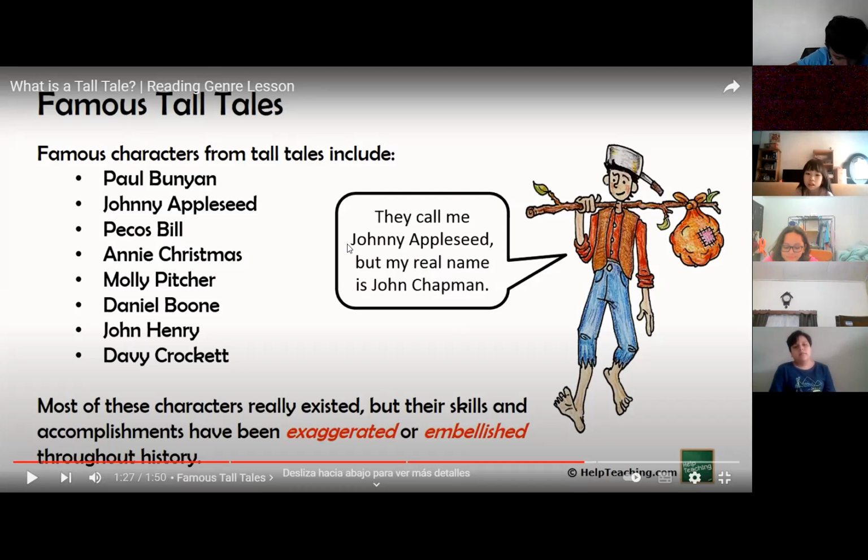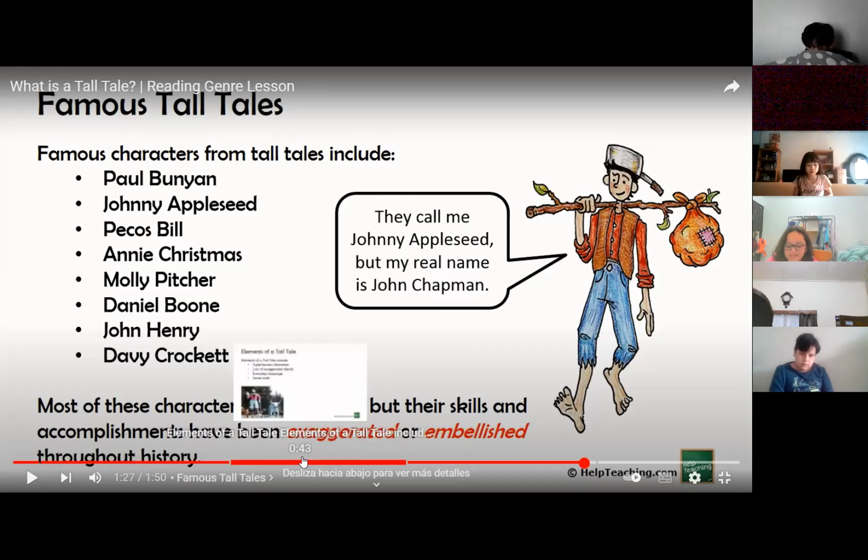Here I pause the video because it mentions some of the famous tall tales that you were assigned to read, like Paul Bunyan, Johnny Appleseed, Pecos Bill, and you already know the story of John Henry. It also mentions something that can be true. Johnny Appleseed existed, but the real name was John Chapman. These stories can have something that is true, but in most cases they are unbelievable stories.